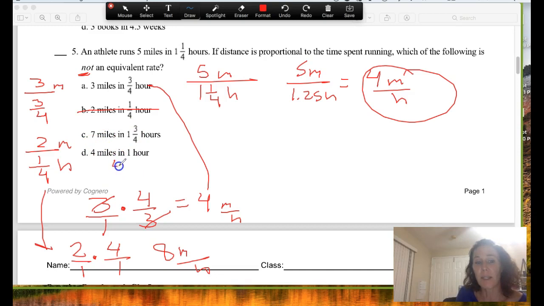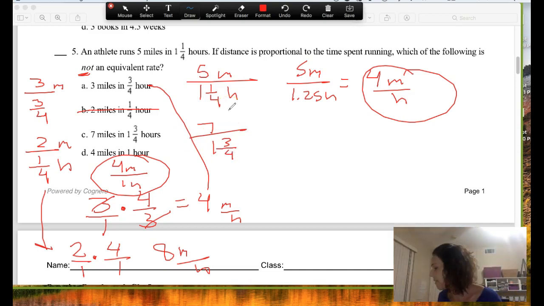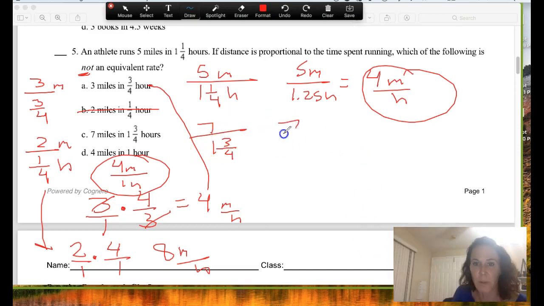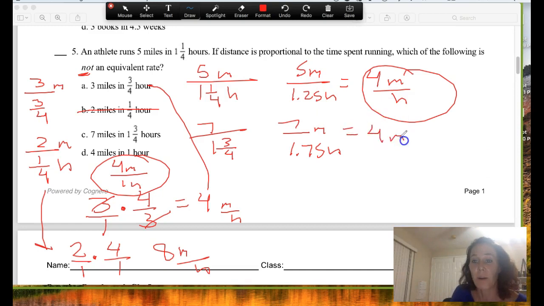This last one's easy. It's already done for you. 4 miles per 1 hour. So this one checks out. Check this one. 7 miles per 1 3/4 hours. Well, 3 divided by 4 is 0.75. And you can do that on a calculator and just check it out. So this would be 7 miles divided by 1.75 hours. Do the math on that. 7 divided by 1.75. If I do that on a calculator, I'm going to get 4 miles per hour. So that confirmed it. This is right. This is right. It's just B. B is the only one that doesn't work.